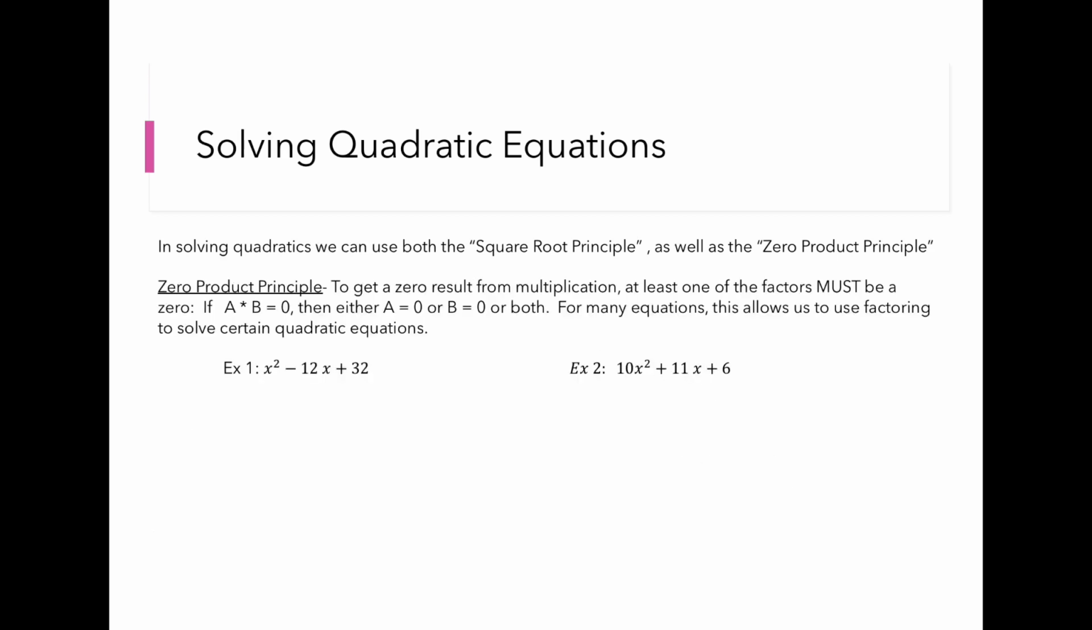Now, of course, that process only works for certain things. It works for situations where I can actually isolate the x as a single variable on one side of the equation and get all the numbers stuff to the other side.